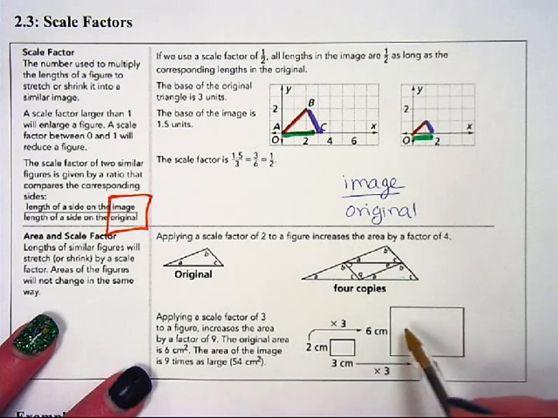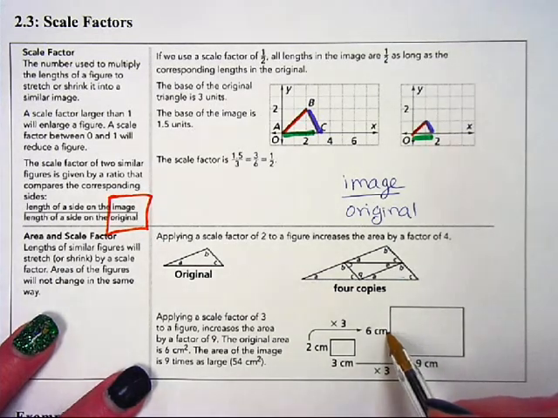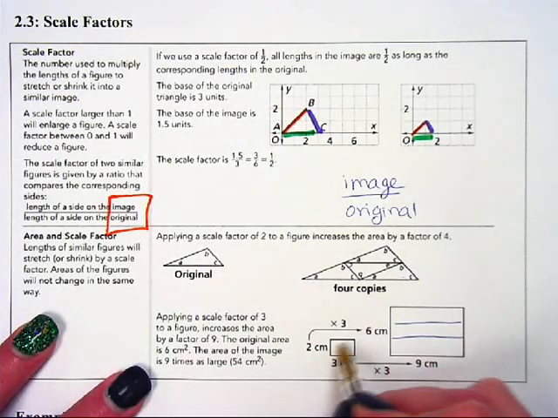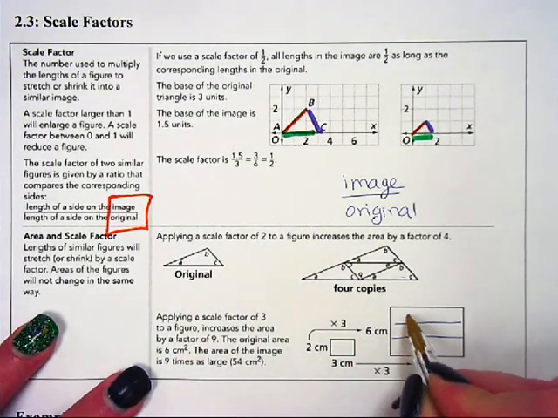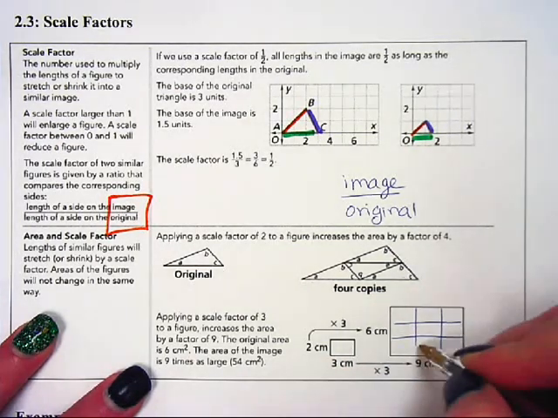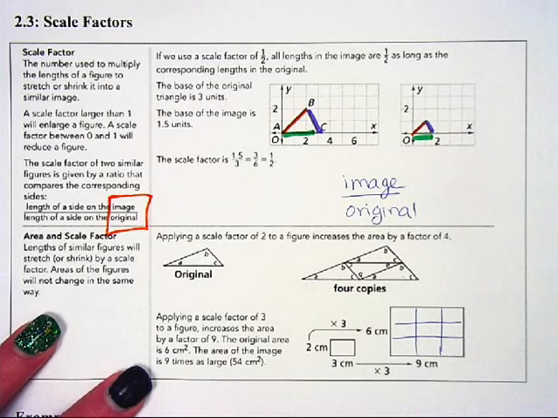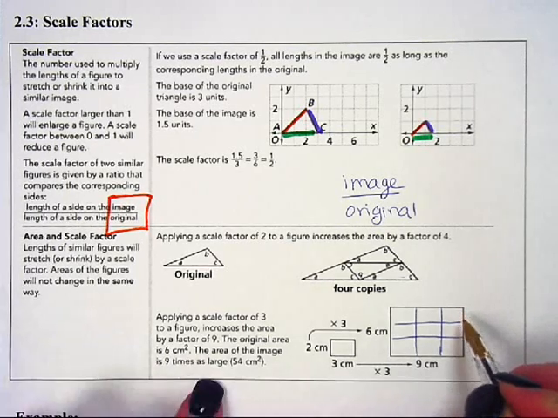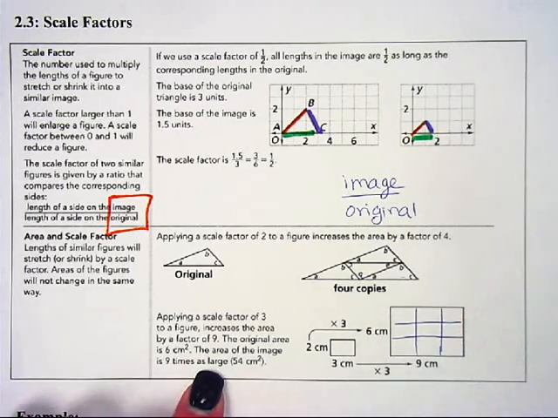Same thing here. My 2 into my 6, you'll notice it happened 3 times. So 2 times 3 made 6. And same thing here, 3 times 3 made 9. But when I get done, my area is not just times 3. My area was times 3 times 3. So my area is actually 9 times larger.